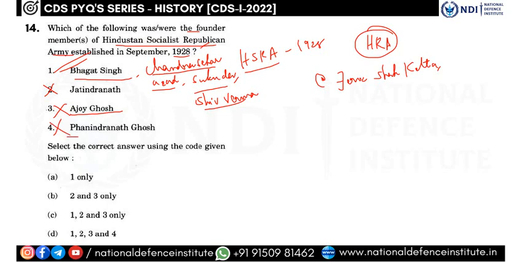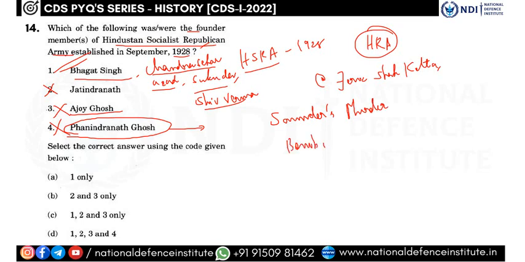Who is this Panindranath Ghosh? This HSRA conducted 2 important events. One is the Sanders murder. A British official who was responsible for the death of Lala Lajpat Rai. And also the bomb in the Central Legislative Assembly, CLA, in 1928, 1929. These 2 are the activities of the HSRA.